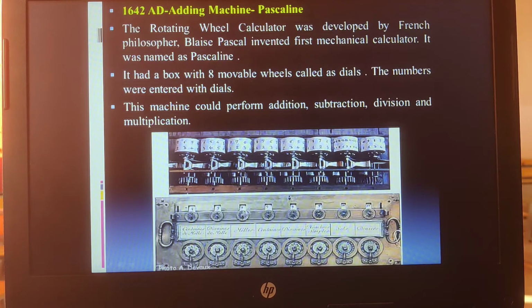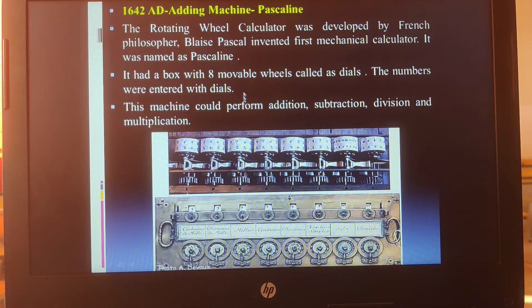Can you see here? There are the numbers. Through these dials, they were able to enter the numbers, and this device was able to perform addition, subtraction, division as well as multiplication as big as the 1000. So this machine laid the foundations for today's modern electronic calculators. Because it was able to perform calculations in the thousands, it laid the foundation for whatever electronic calculator we have today.